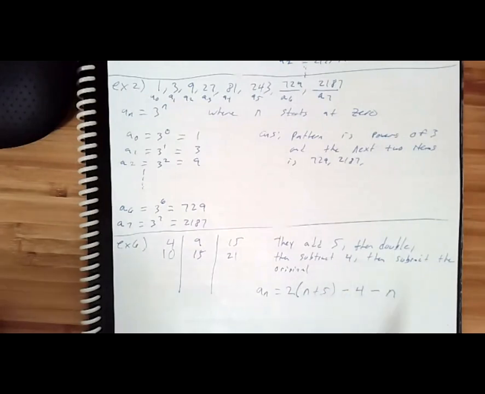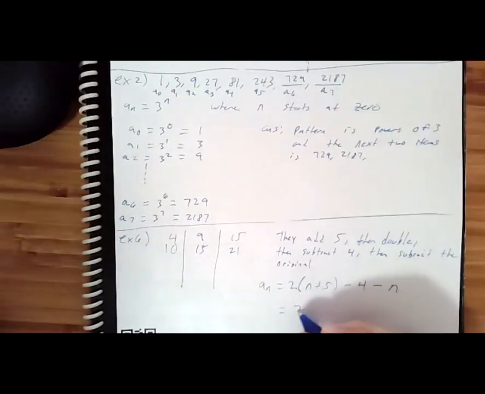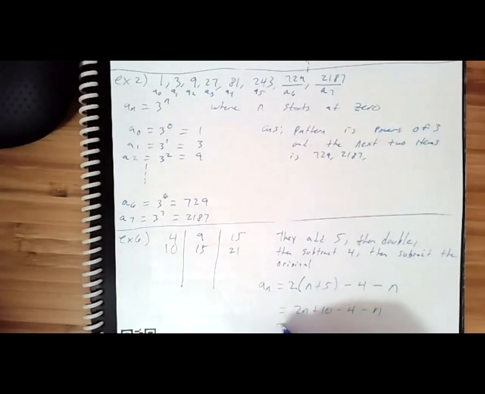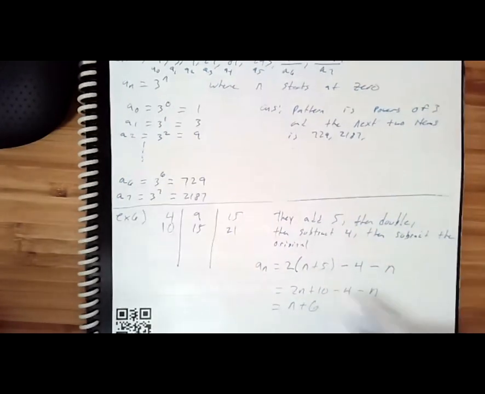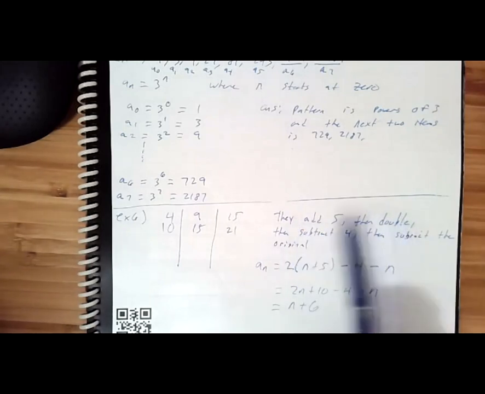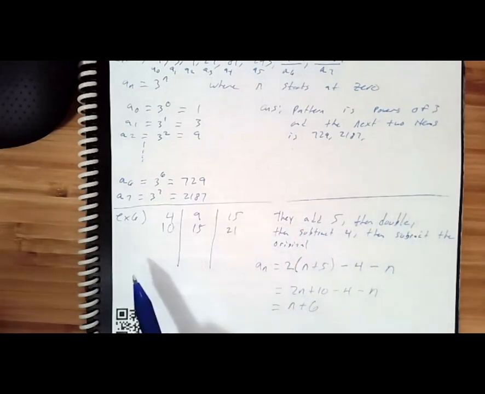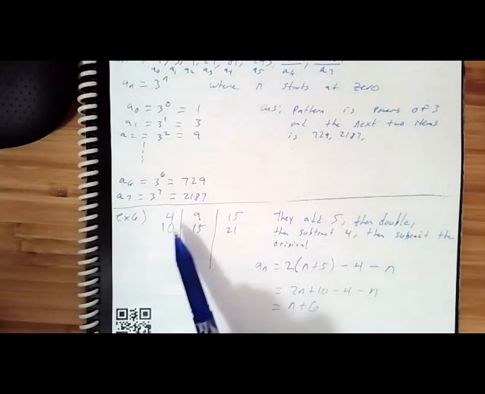So let's clean this up, right? Do our algebra. This gives us 2n plus 10 minus 4 minus n. So this will give us n plus 6. So all this roundabout stuff, all we are really doing is adding 6. You see what I mean? Once you find the formula and simplify it, we can ignore all this garbage and say, all right, all they did was add 6 to the original number.